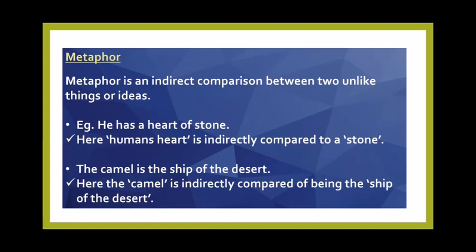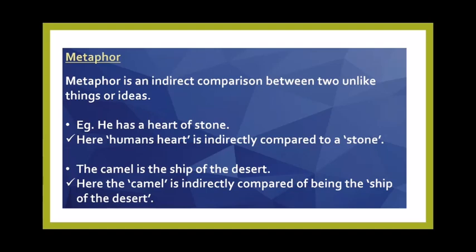Let's see the examples. He has a heart of stone. So here, a human's heart is indirectly compared to a stone. So humans do not have a heart of stone, right? So that is why this sentence is a metaphor, because a human's heart is indirectly compared to a stone.